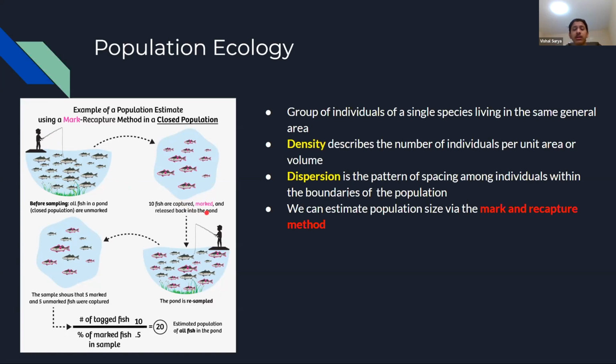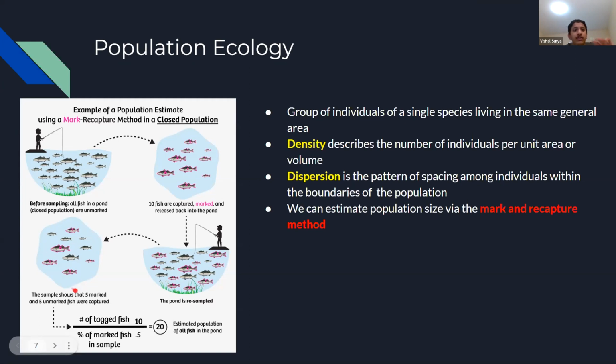So then they release it back into the pond, where it just mingles, I guess, with the other normal fish. And the pond is resampled again sometime later, and we see a certain amount of fish come up, and we show that 5 of these fish are marked and 5 of these fish are unmarked. Basically, what happens is we're taking a certain amount and we're dispersing within the population. We take a random sample of that, and usually a rough estimate of the population density can be found by the ones that are marked over the amount of tagged fish.